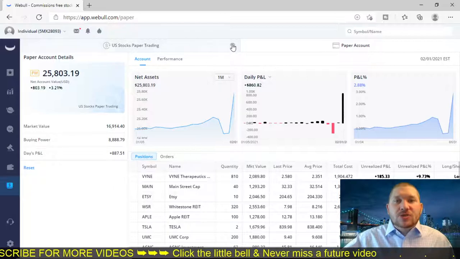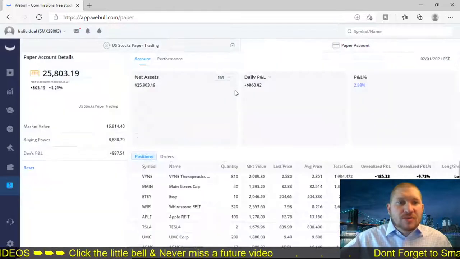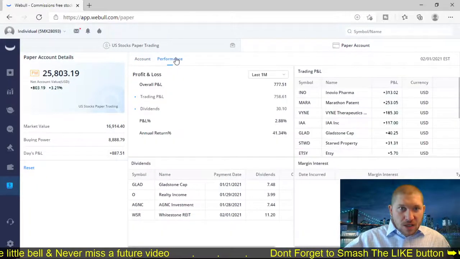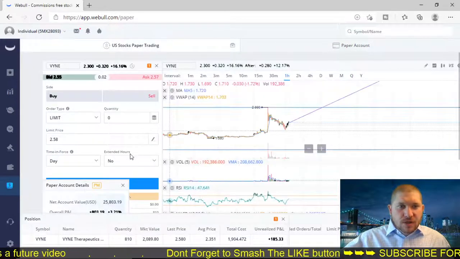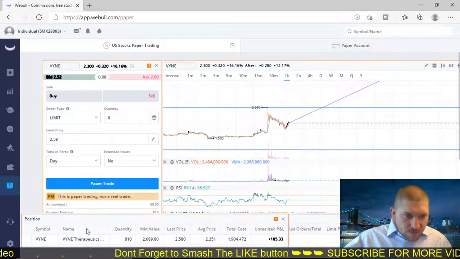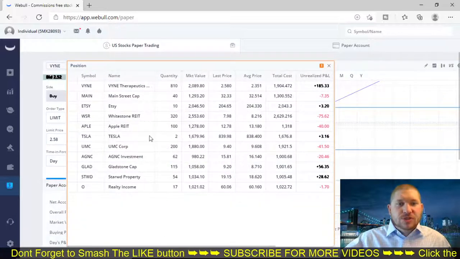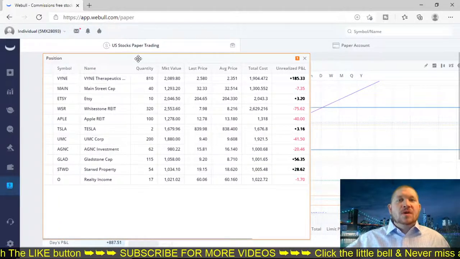Now, what did I trade? Let's take a look at that real quick. Let's go over to the paper account. And let's go over to, wait, where was it? This one. Okay, it's this one right here. So my positions were right here. I'm going to show you my positions. I'm going to show you everything right here. These are my positions currently.